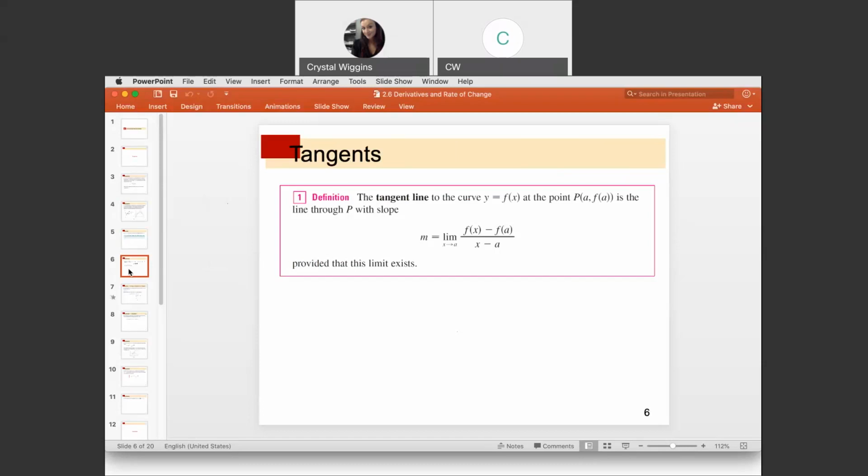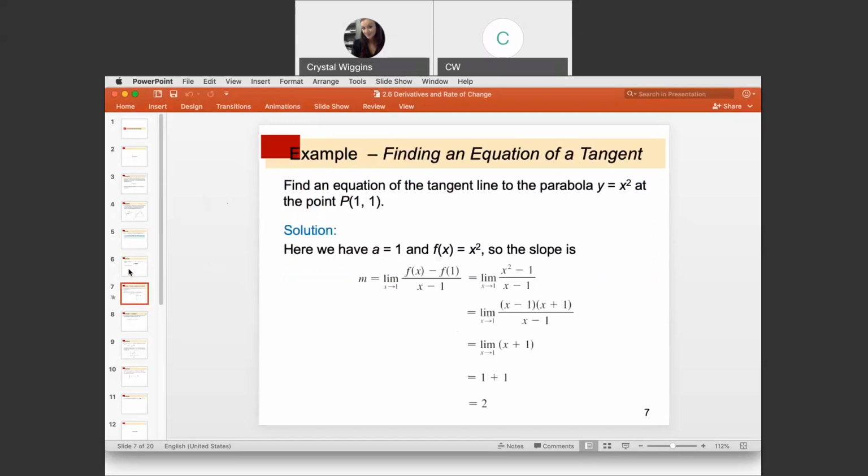over x minus a. So for example, let's find the equation of the tangent line to the parabola x squared at the specific point (1, 1). In order to do that, we'll use the limit formula by taking the limit as x approaches 1 of the function minus the function at 1 all over x minus 1. So our function f of x is actually x squared, so we're replacing f of x with its equivalent expression of x squared. So we have x squared minus 1 over x minus 1.